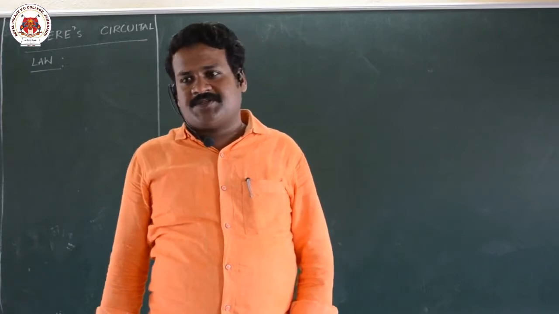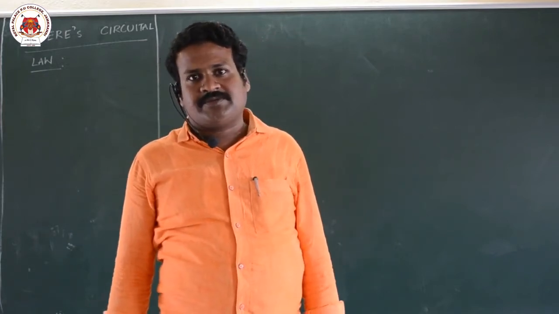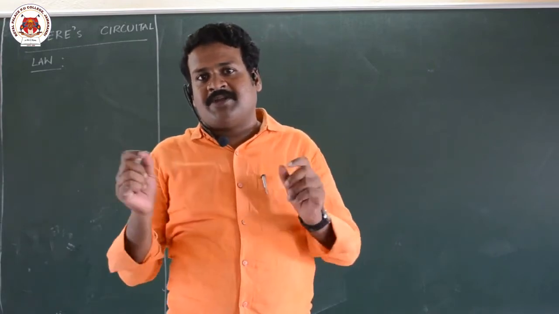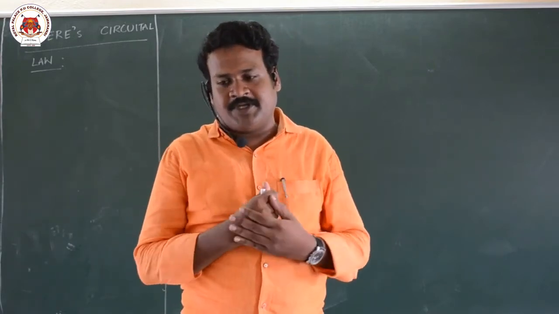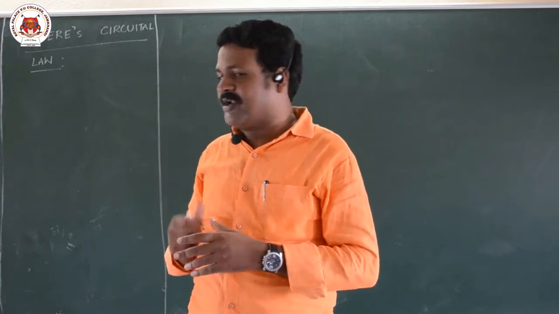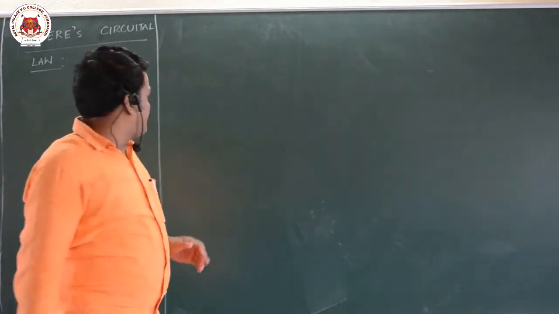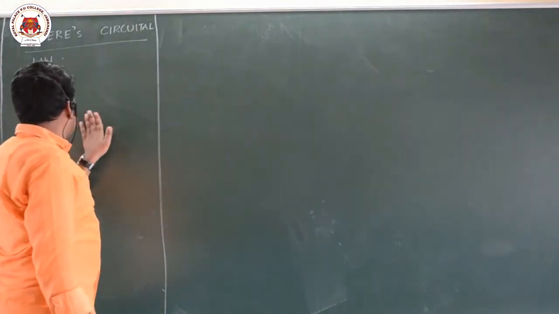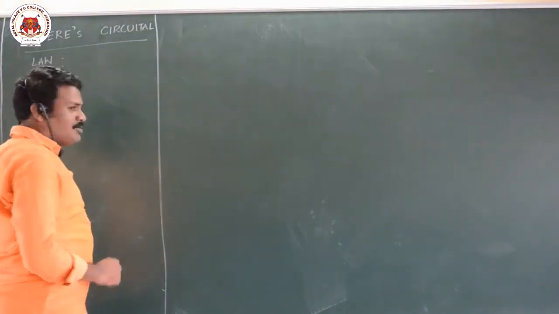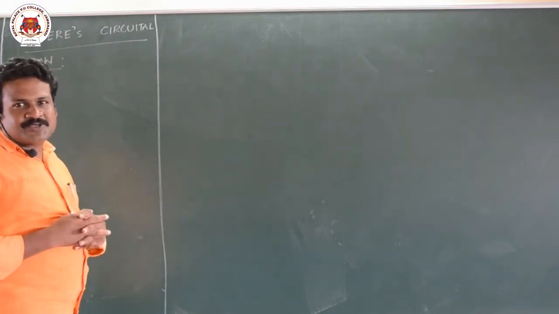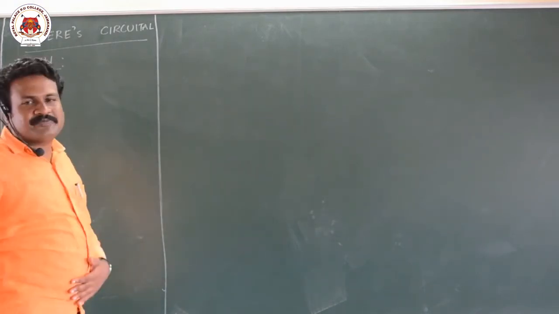In the last class we discussed the Biot-Savart law and the derivation of the magnetic field on the axial line of a circular coil. Today we are going to discuss another law called Ampere's circuital law. It is similar to Gauss's law which you studied in electrostatics. If you observe Ampere's circuital law, it is similar to Gauss's law.